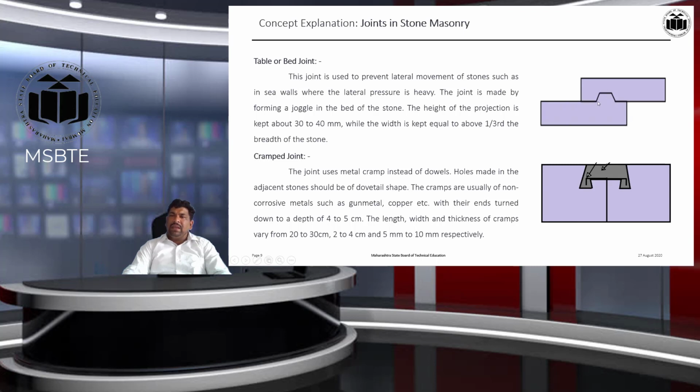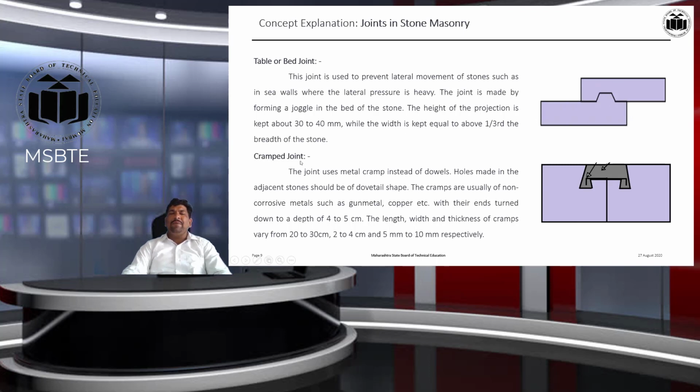So basically, the height of this joint is nothing but 30 to 40 mm, and the length should be equal to one third of the width of the stone, and then only the functioning of the joint will be in the proper way. So this is nothing but the table or bed joint.